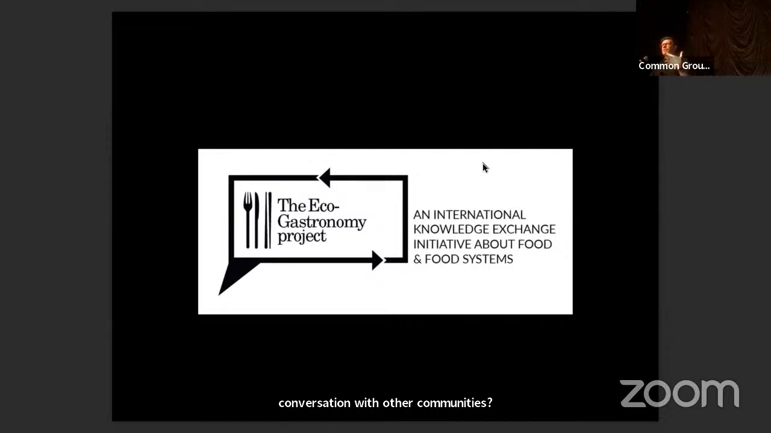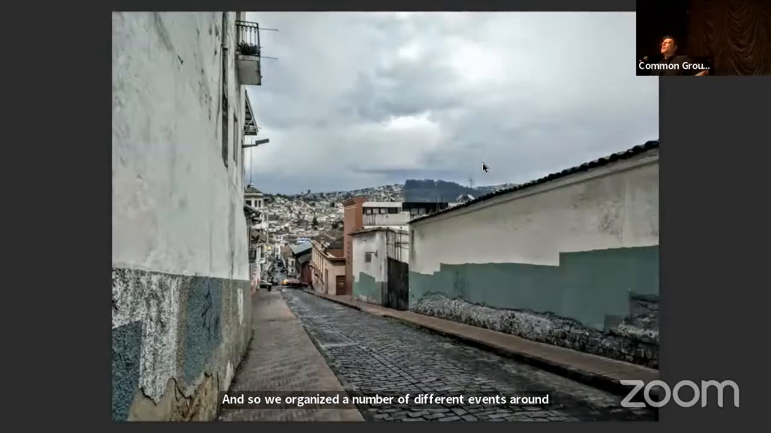And so this was very much about a sharing of different knowledges, exchanges, kind of decentering maybe Europeanness, decentering David Szanto wandering around the world talking about gastronomy. And so we organized a number of different events around the world. And in Ecuador, we wanted to focus on indigenous and traditional beverages in particular.